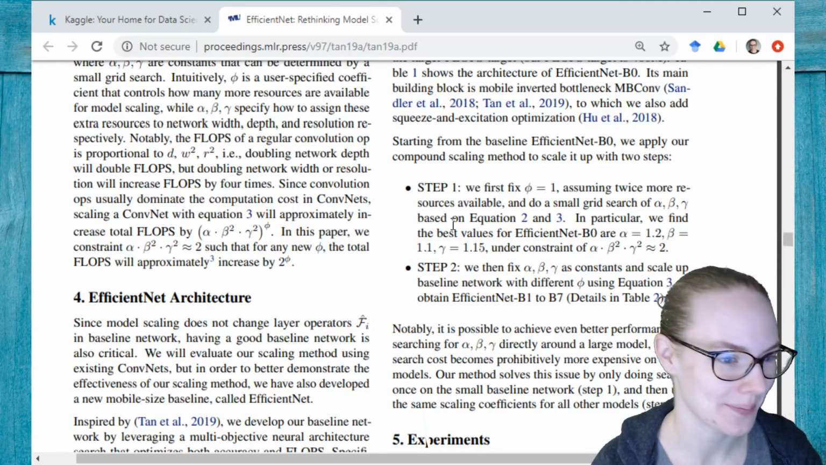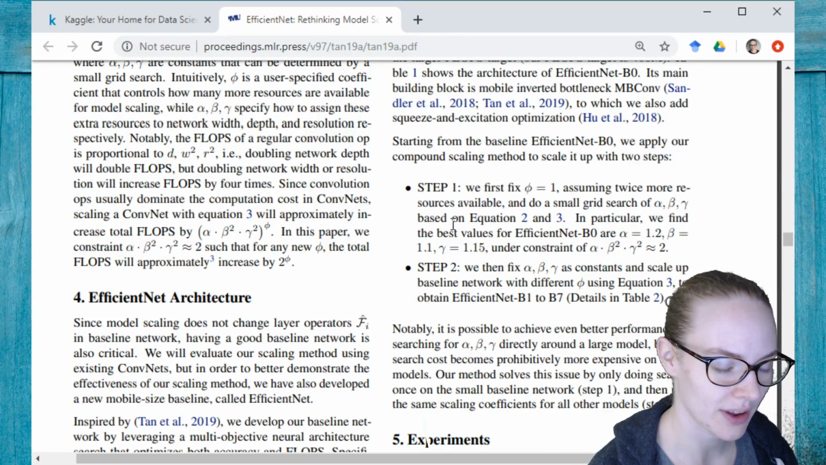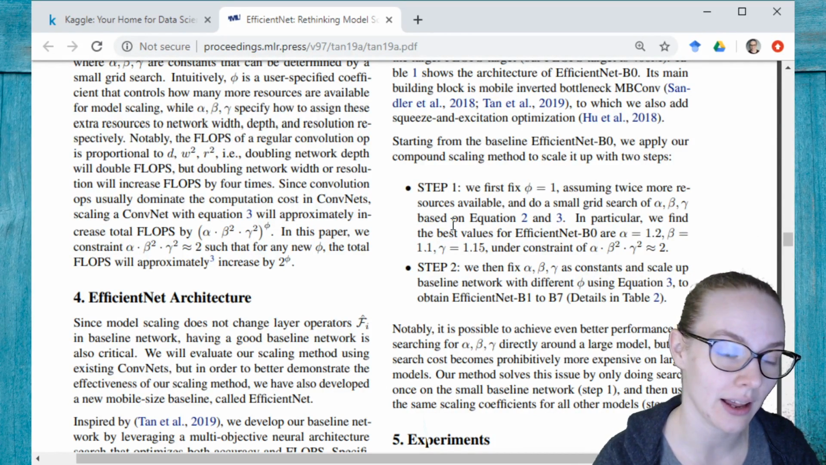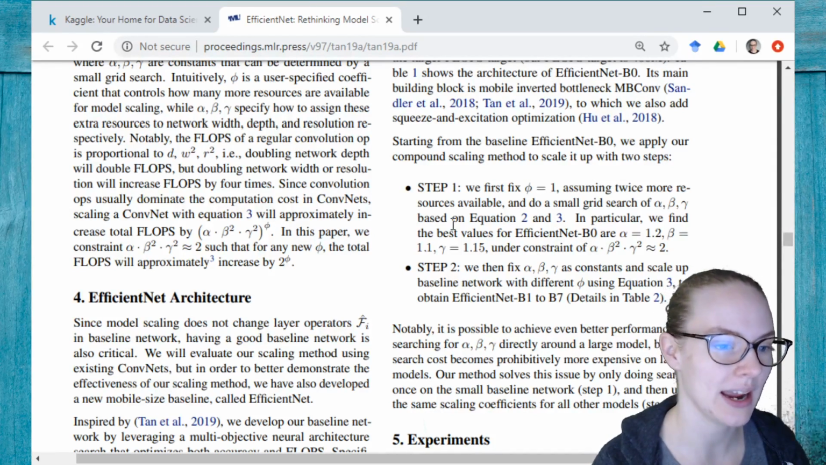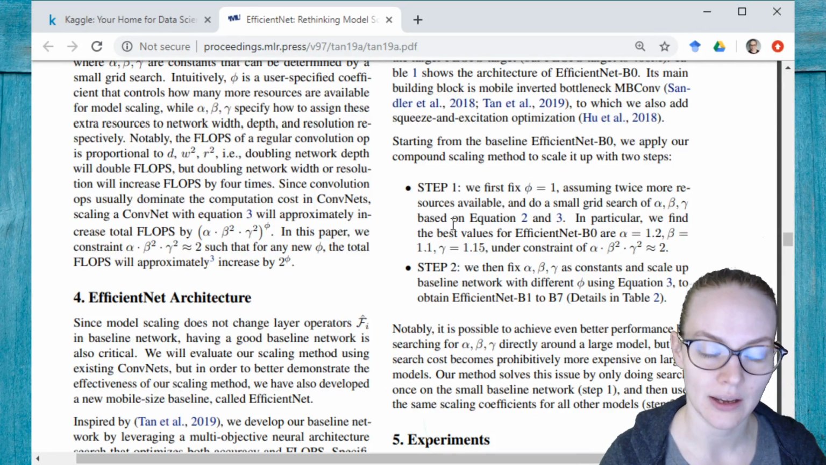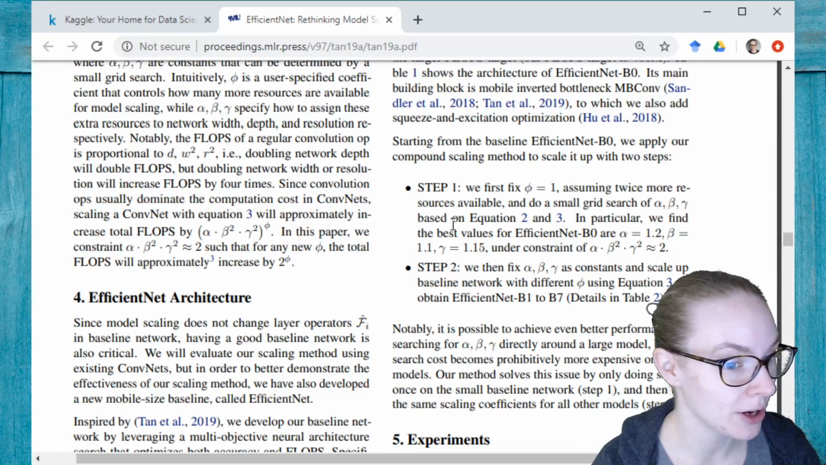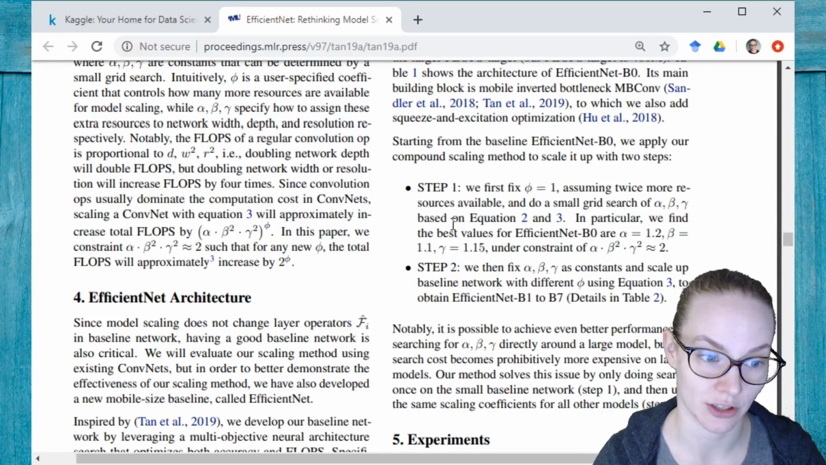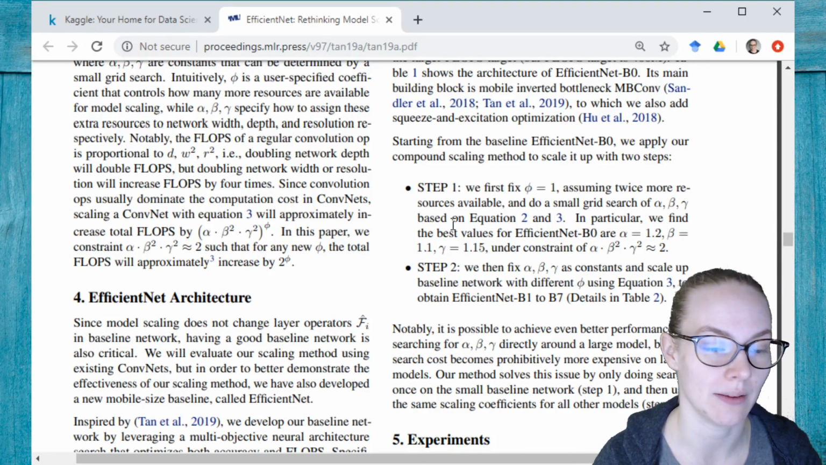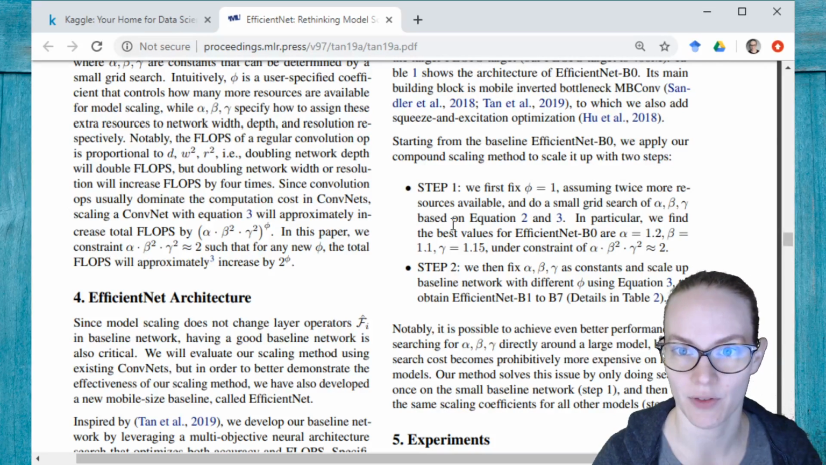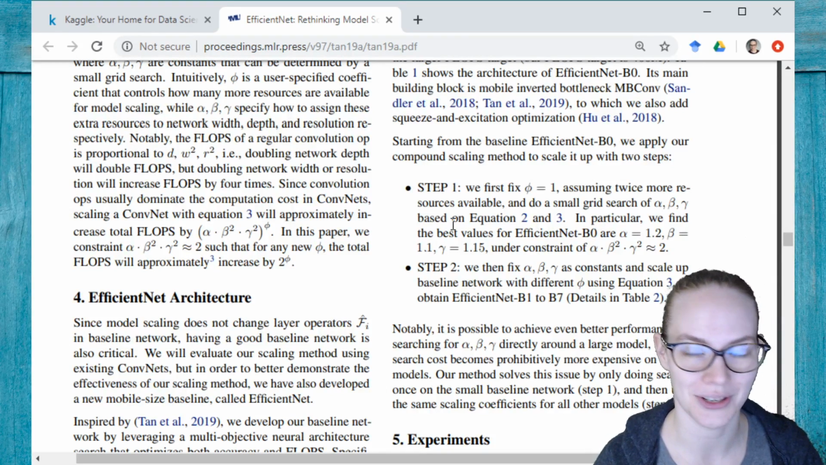Yeah, disciplinarity. All right, so once they find the grid search, we then fix alpha, beta, gamma as constants and scale up the baseline network with different phi using equation 3 to obtain EfficientNet B1 to B7, details in table 2. Notably, it is possible to achieve even better performance by searching for alpha, beta, and gamma directly around a large model, but the search cost becomes prohibitively more expensive on larger models. If you're trying to see if making an extremely large model slightly wider is going to help, then you do have to train the model.